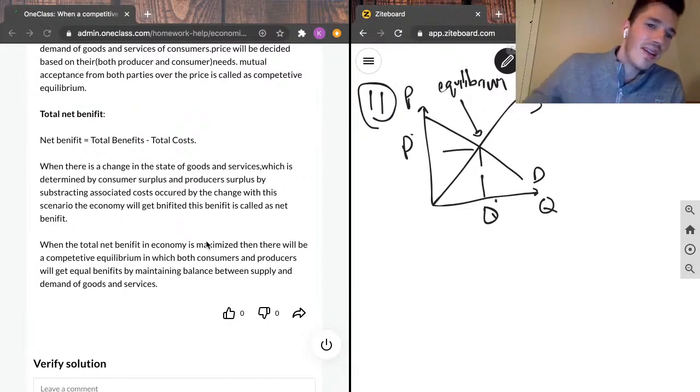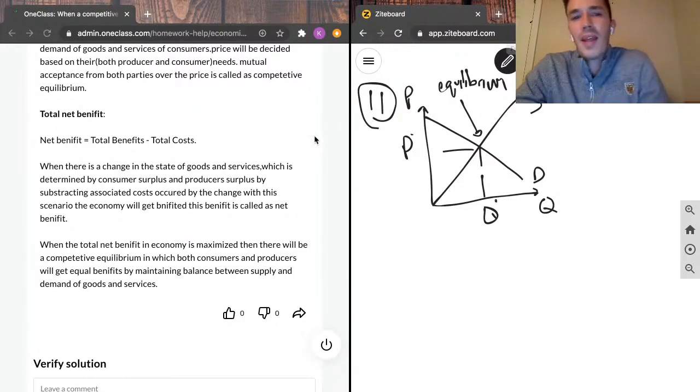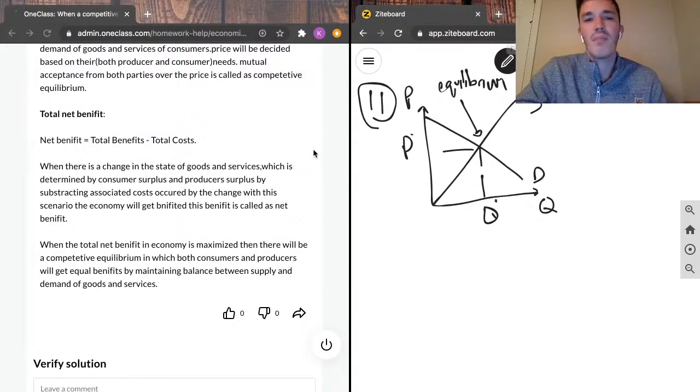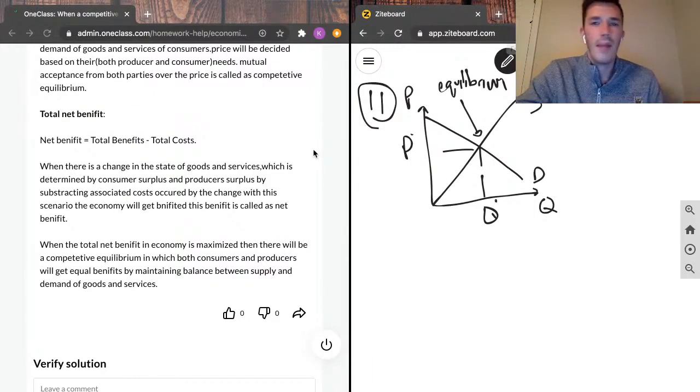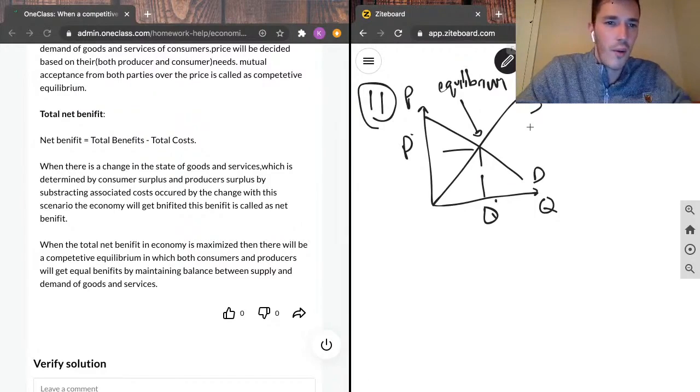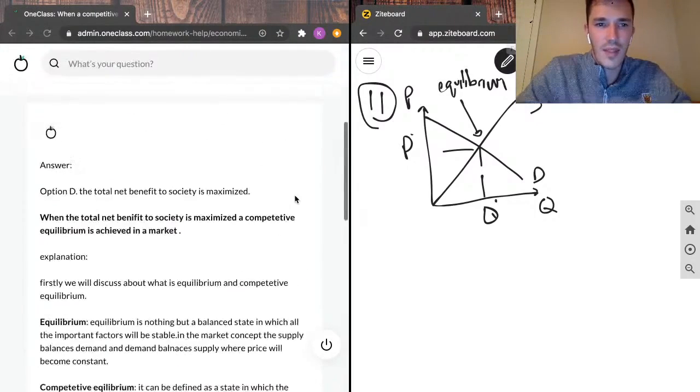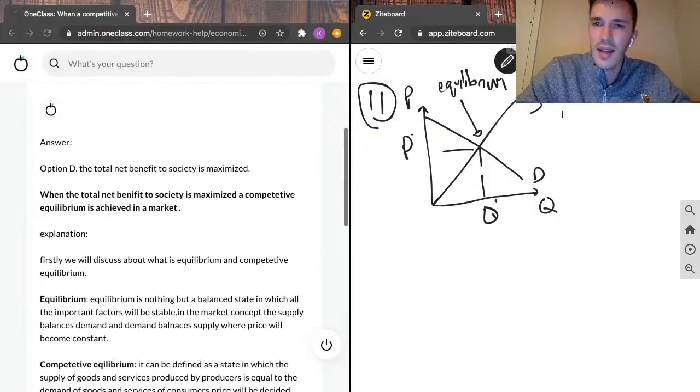When the total net benefit in economy is maximized, there will be a competitive equilibrium in which both consumers and producers will get equal benefits by maintaining balance between supply and demand of goods and services. And maybe the best way I could show why total net benefit is maximized is say they produce at a different point. So say they instead produce up here.